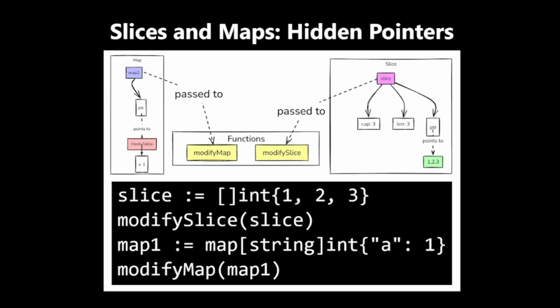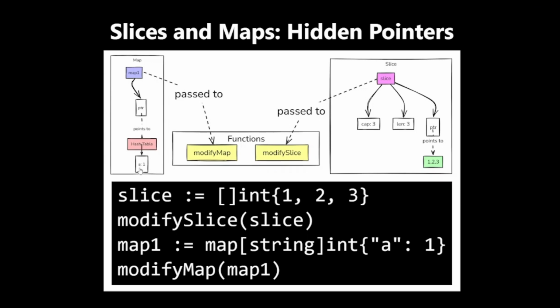On the left, we have a map. It's simpler in appearance but similar in concept. The map itself, map1, contains a pointer. This pointer points to a hash table, which is where the actual key-value pairs are stored. In our example, we have one pair, A:1. Now, look at the bottom.